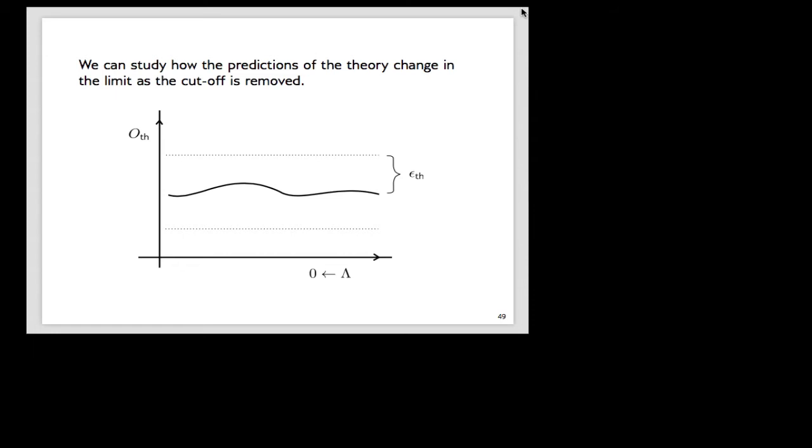And once more, once you've imposed this now infrared regulator, you can study how the predictions of the theory change in the limit as the cutoff is removed. In this case, in the limit as the very low momentum is restored to the theory. And what we see once more when we do this analysis is that the values of the observables do move as the cutoff is taken down to 0. But once more, it doesn't change that much. The amount that it can change is bounded by this finite level of theoretical error. It's not the same as the theoretical error in the ultraviolet case, but it is a principally determinable amount of theoretical error.